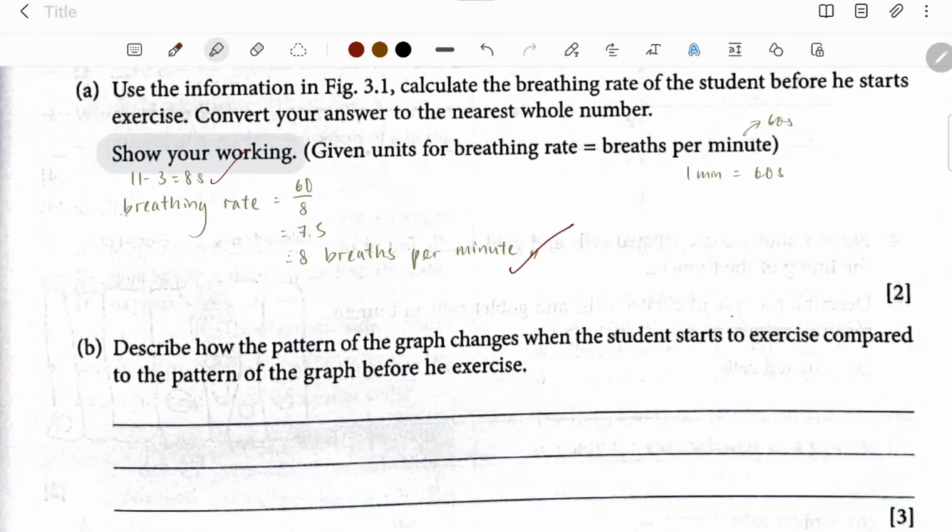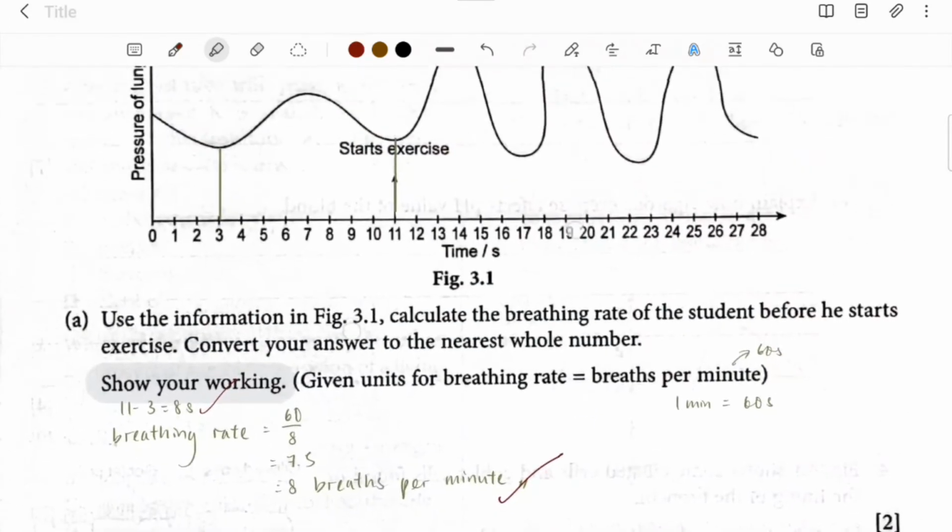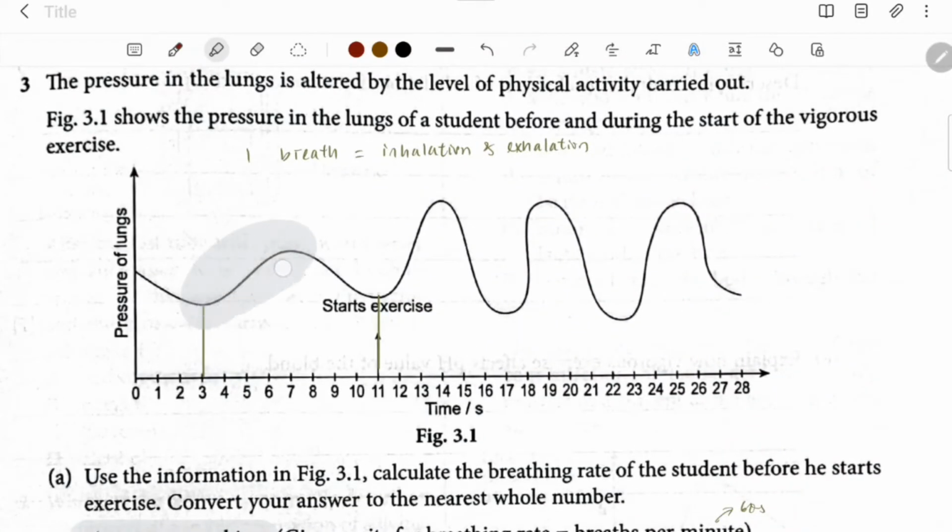Okay, for B, describe how the pattern of the graph changes while the student starts to exercise compared to the pattern of the graph before he exercises. So this one you can actually see from the depth. Notice that this one is the depth, the degree of the pressure increasing or decreasing. The depth of breathing is increased compared to before exercise.